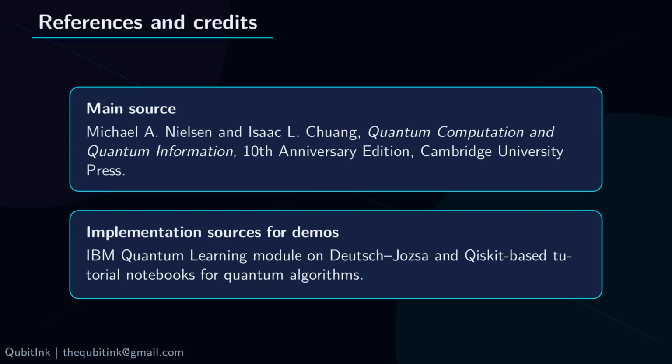The main source for this video is Michael A. Nielsen and Isaac L. Chuang, Quantum Computation and Quantum Information, 10th Anniversary Edition, published by Cambridge University Press. This text remains one of the standard references for quantum computation and quantum information. The implementation material for the demos is based on IBM Quantum Learning material on Deutsch-Jozsa and Qiskit-based tutorial notebooks for quantum algorithms. These references support both the mathematical development and the computational demonstrations used in this video.